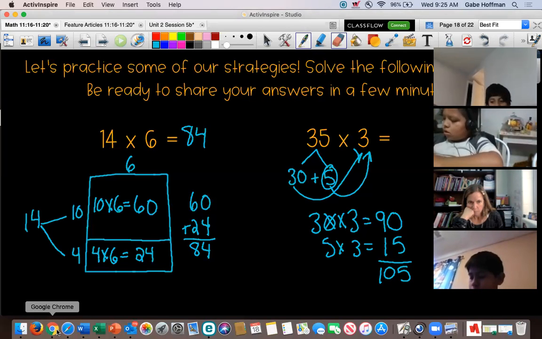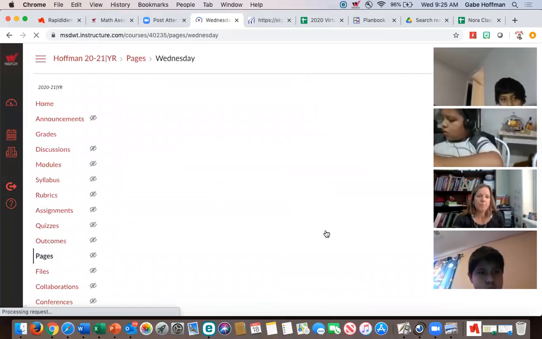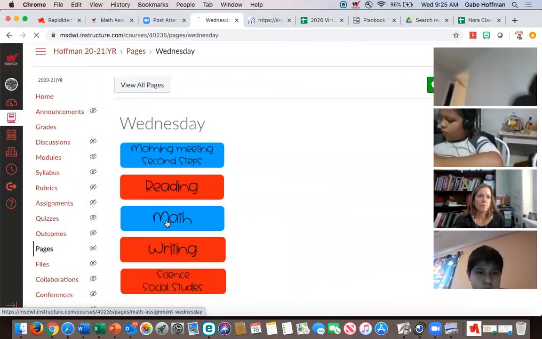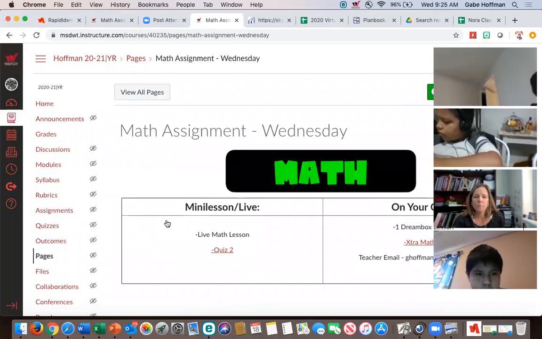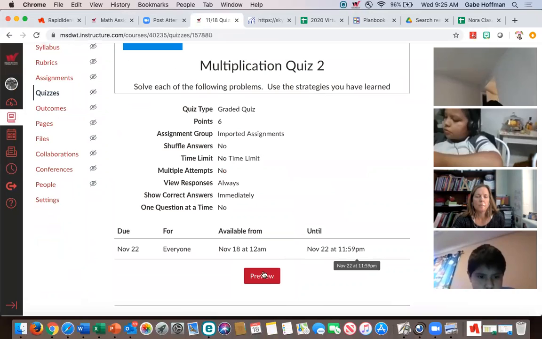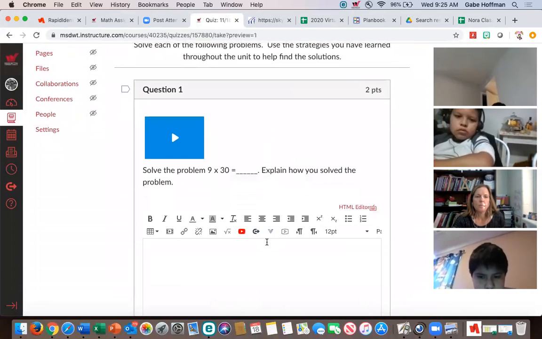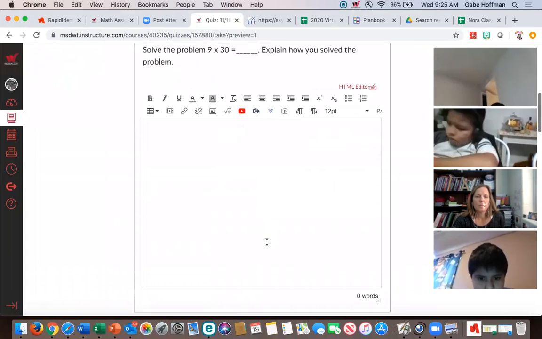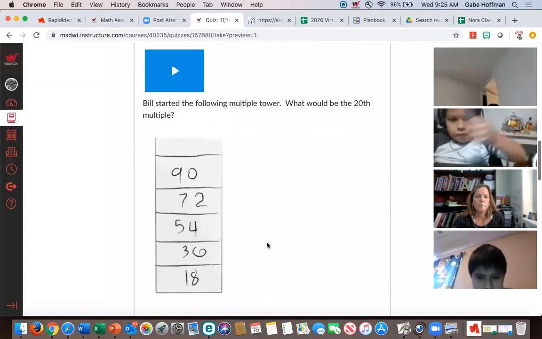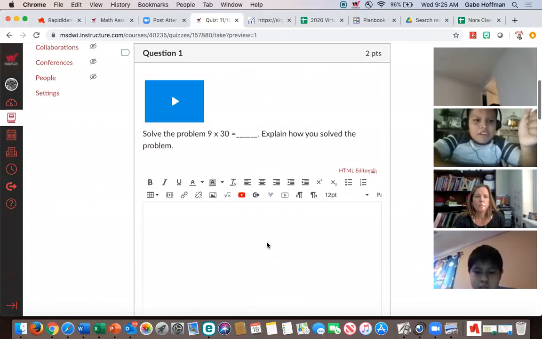So I'm going to stop. I want everybody to go ahead and get on Canvas. You're going to go to Wednesday, and you're going to go to Math. Wednesday, Math, and then Quiz 2. So you should open up your multiplication quiz. It starts with this, okay? The multiplication quiz looks like this.